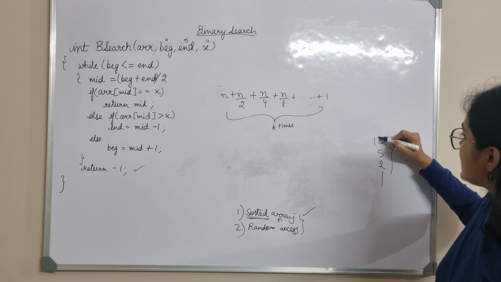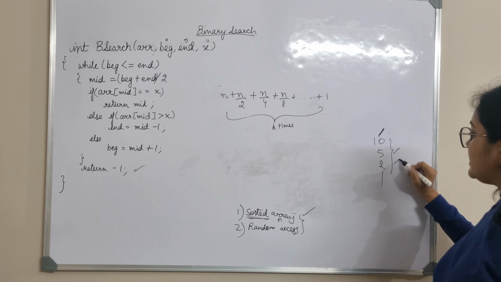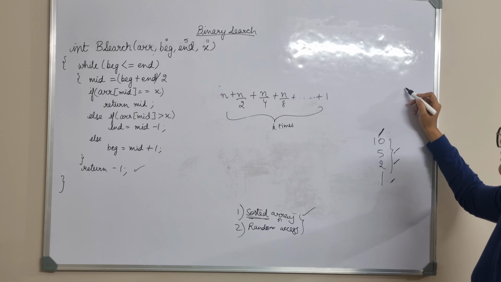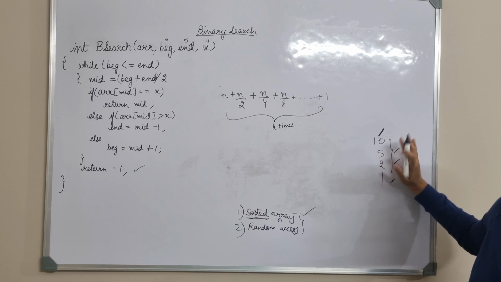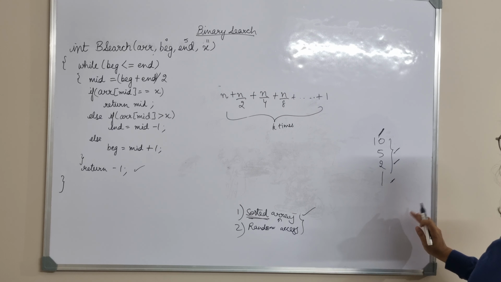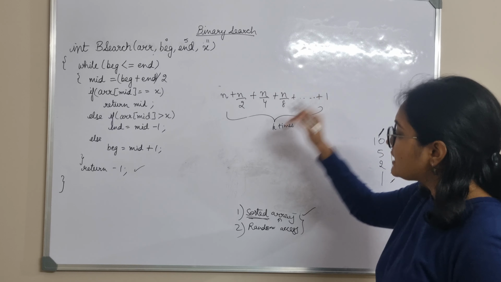Where it starts at n, then it goes n by 2, then n by 4, and then it goes till what? 1. Let's say if it is more, not 10 elements, this is less search space. If I say more, then it will take more steps to reach 1. So till 1. Now what is the pattern?